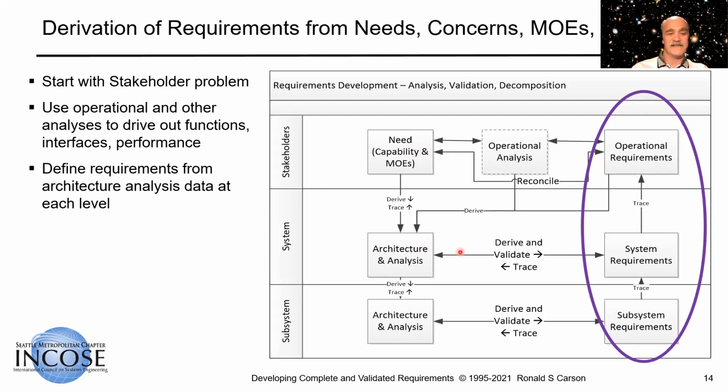We validate the system requirements based on the architecture analysis, and we trace the requirements back to the architecture and analysis and to the parent requirement. And we can apply that at each level. And I argue that elicitation is a poor substitute.